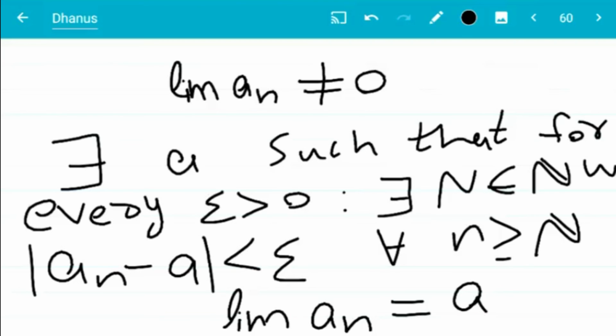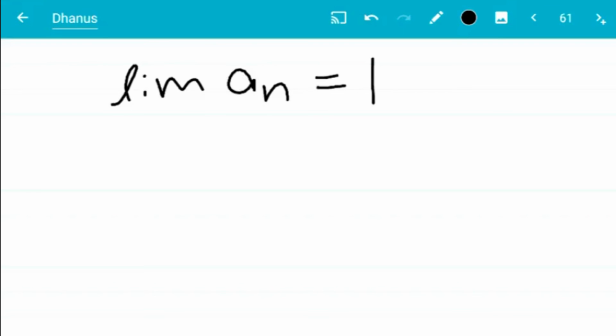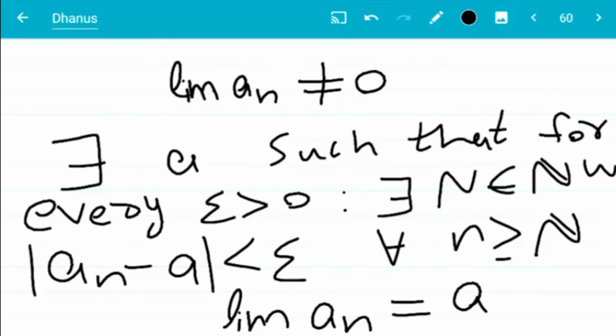Do you get the idea? Just a second. I'm taking limit of n equal to... it can be any other number. Does it suggest that, sir? Okay, yes, limit of n equal to 1. And this does not imply this thing, limit of n not equal to 0. It does not imply this thing.